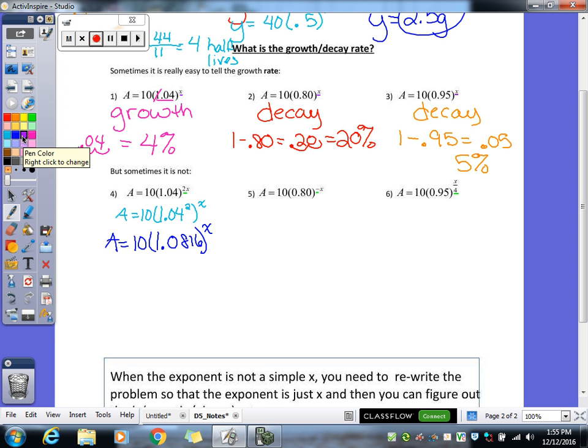So now that I've fixed it and it's an exponent of just x, like our other 3 examples, now you can answer the question. So is this going to be a growth or decay? Growth. So I take the 1 away, move my decimal 2 places to the right, and it's 8.16%. Or I had some people around last class, 8.2%. That's fine also.